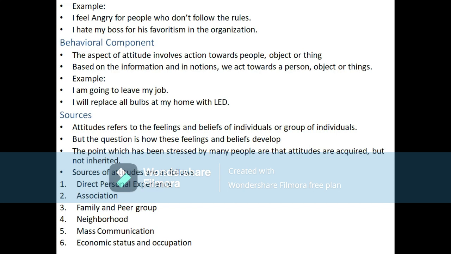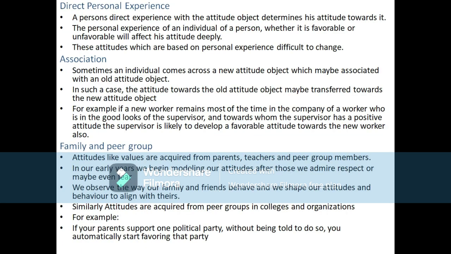We have a positive or negative attitude towards objects, people, events, things. On all these things we have attitudes, but that attitude depends upon experiences, associations, family members, neighborhood, mass communications, etc. We will now try to read each of them. The first one is direct personal experience. So what does direct personal experience mean?